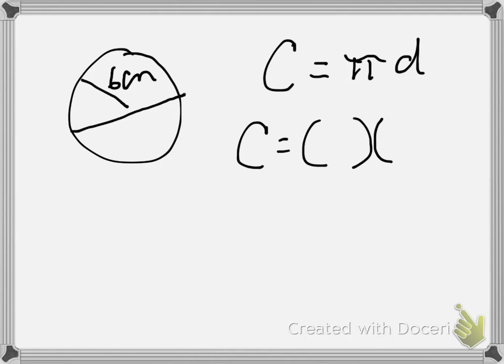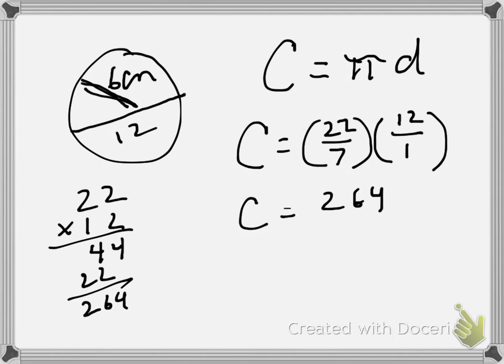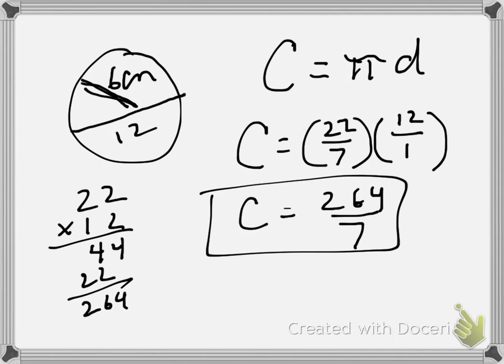So we can put in parentheses for our 2 different variables. We can put 22/7 in for pi, and for D, if halfway across the circle is 6, all the way across the circle would be 12. Make that into a fraction, and so then we simply have to multiply. 22 times 12, so 2 times 22 is 44, and 22, so that's going to be 264 over 7. So 264 over 7. You could go ahead and divide it to get a mixed number.